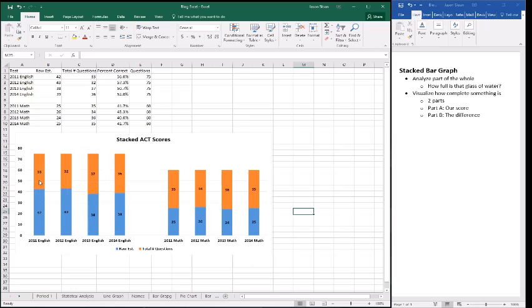Well, what we could do here, of course, is look at it and say, okay, this is all the area that we have for improvement. This is all the area that we have for improvement.